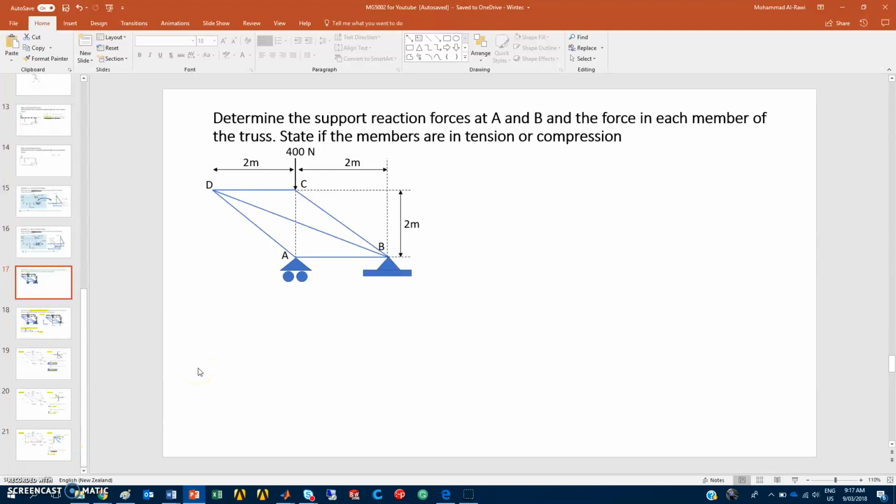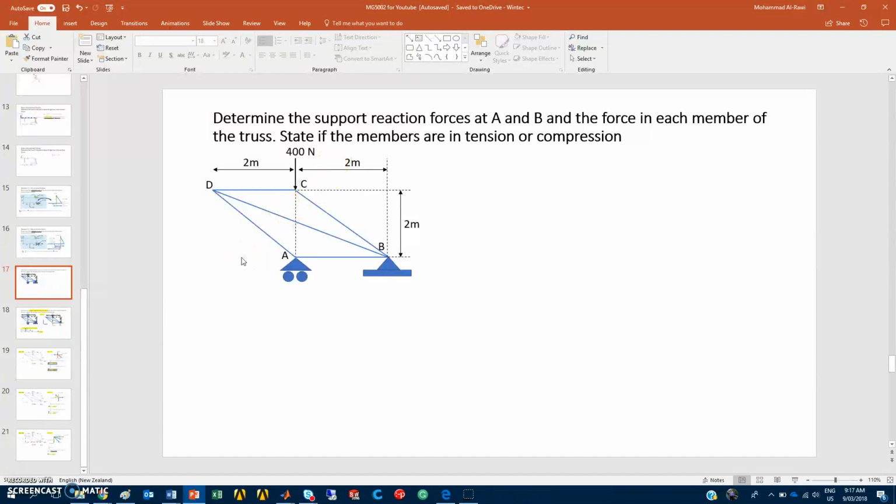Hello, we try to solve another question for the truss analysis topic. This diagram shows a roller support and a fixed support, and you have the members AD, DC, CB, and DB. Determine the support reaction forces at point A and point B, and the force in each member of the truss. So we need to find the force in member DC, the force in member CB and DB, AB, and DA. Also, we want to state if the members are in tension or compression.